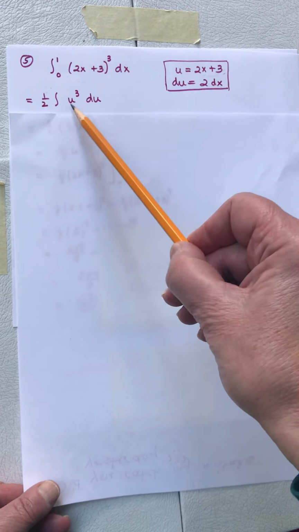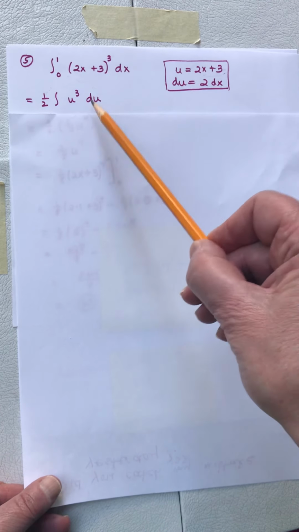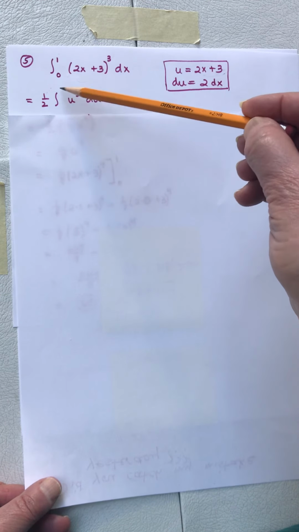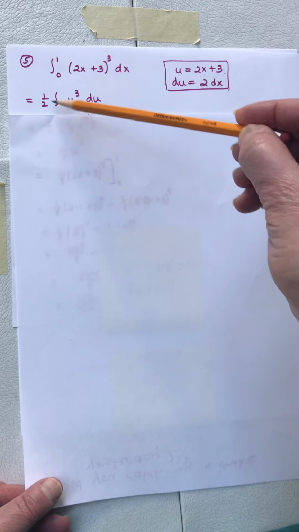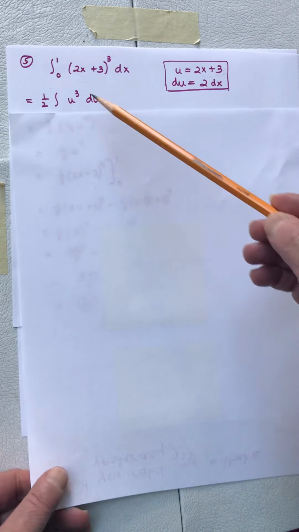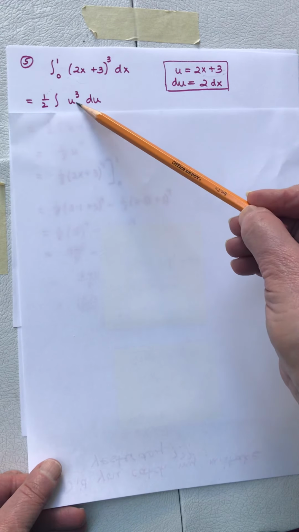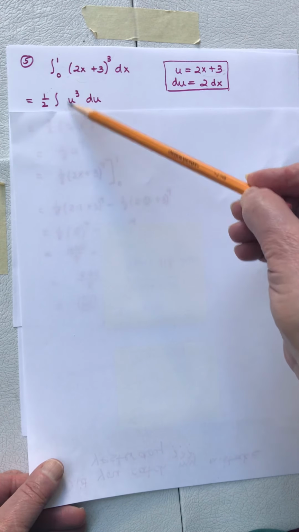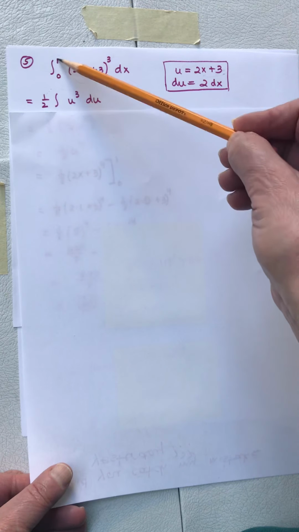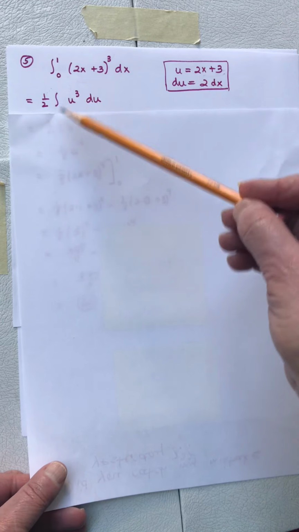Now I'm going to integrate u cubed du. I'm not putting any limits of integration right now on my integral sign, because later on we'll learn that when we're integrating with respect to u, we would have different limits here. But once we put the x's back in at the end, I'm going to put these limits back in. So I'm just leaving them off temporarily.